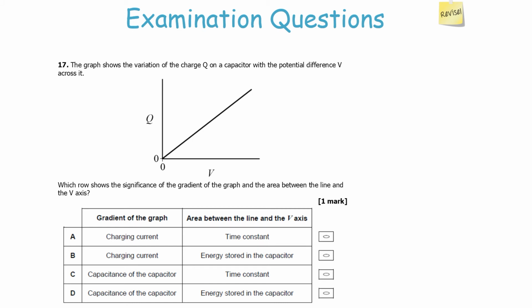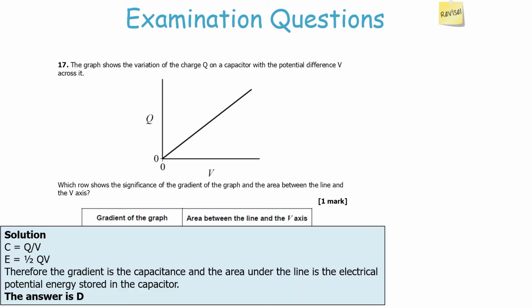It's very, very important that you understand what the gradients of graphs show and what the area under the line shows. As an approximation, the gradient of the graph is going to be y over x, whilst the area between the line and the V axis is going to be the area. So in most cases it's going to be y times x, but in this case it's going to be a half y times x because the area is a triangle, so it's a half base times height.